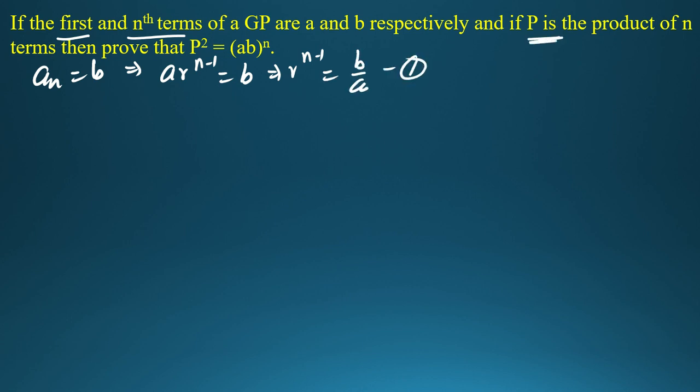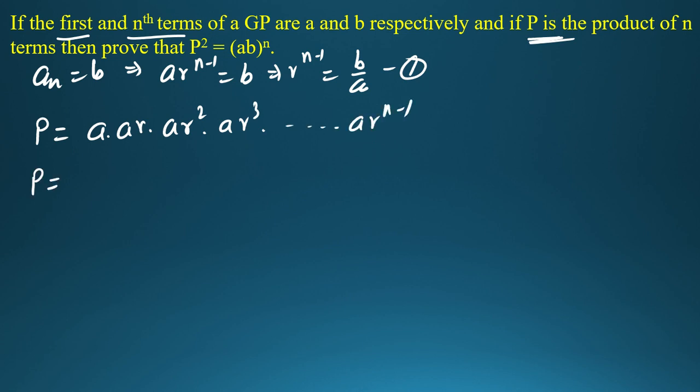And if p is the product of n terms, so p is equal to a times ar square times ar cube and so on times ar to the power n minus 1. So what will it be in simplified form? See, all powers of a will be added together. So it will be n times, so a to the power n, and r to the power 1 plus 2 plus 3 and so on up to n minus 1.